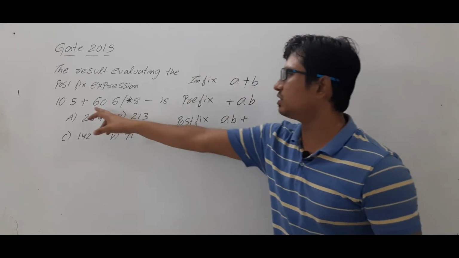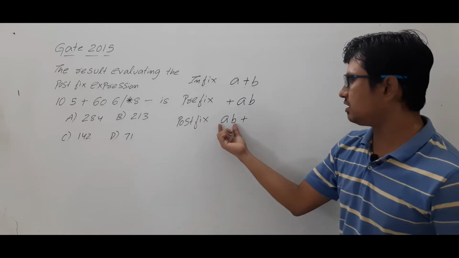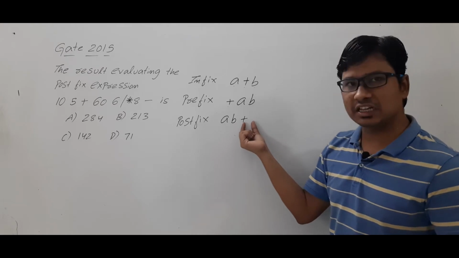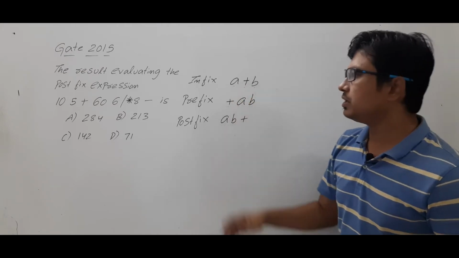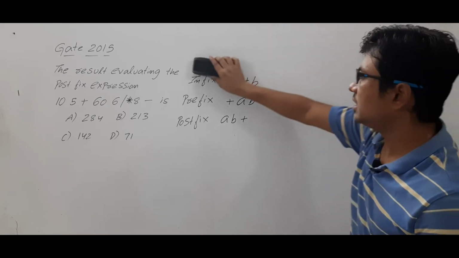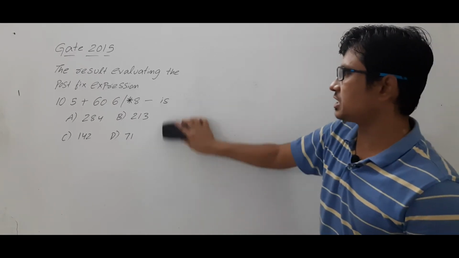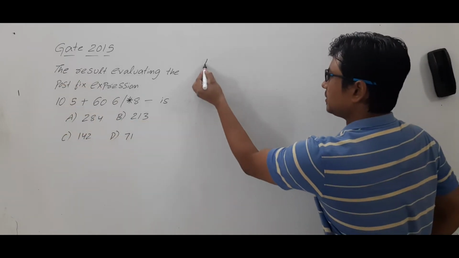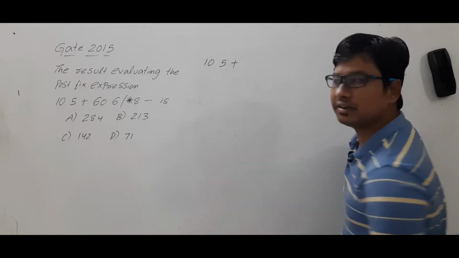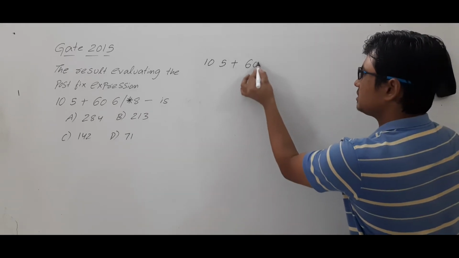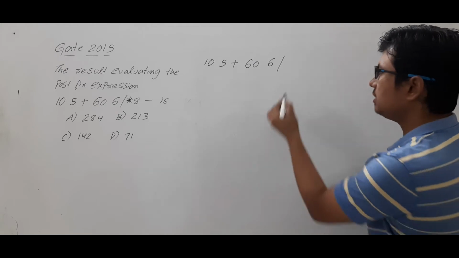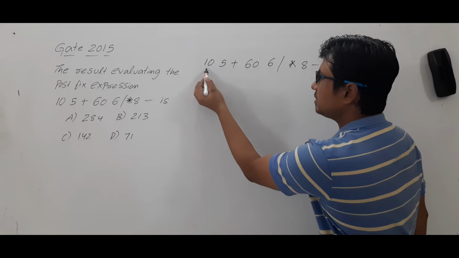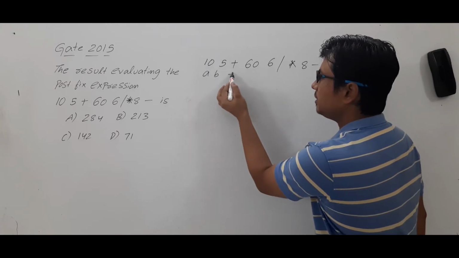Now they have given the postfix expression, which means you will have 2 operands, then an operator, which is nothing but a plus b. Okay. So now with this introduction, let me simplify this postfix expression. Let me write it here so that you will also understand. 10, 5 addition, 60, 6 division, multiplication, 8 subtraction. Now this is in the form of a, b plus.